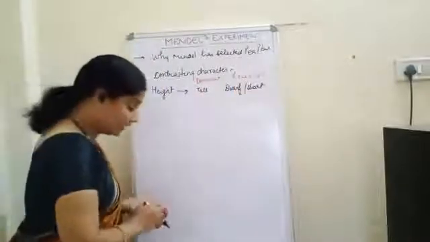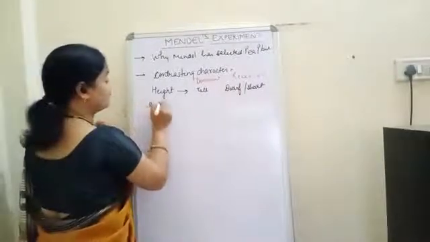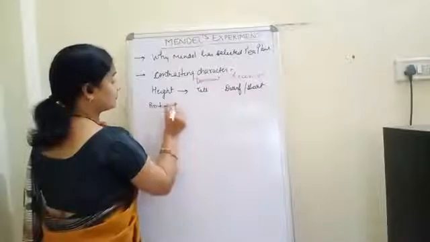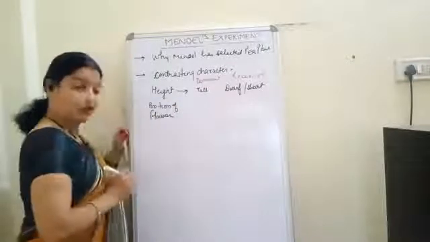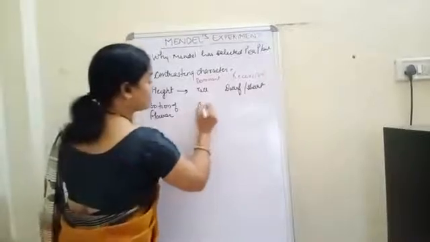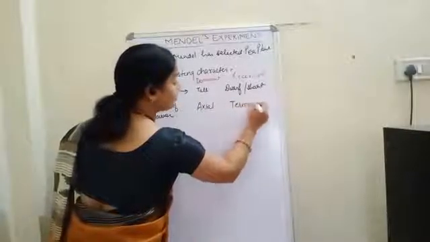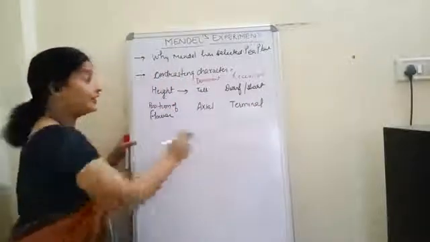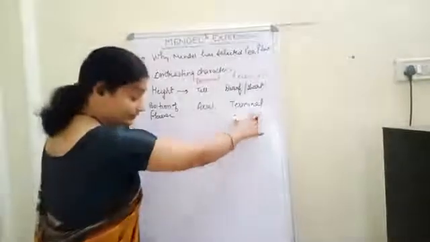Now, what was the other thing? That is the position of the flower. What was the position of the flower? Either it was axial or terminal. So he was sure that this is the dominant flower position and this is the recessive one.